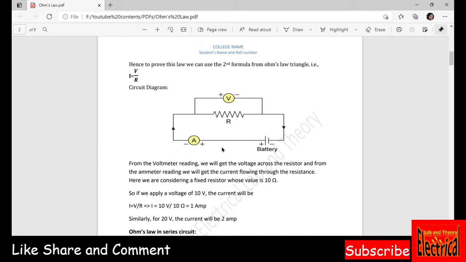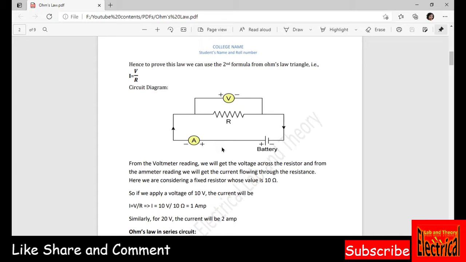So connecting in parallel, the current we are measuring will be equivalent to the current which is flowing through the ammeter only, not through the resistance, or not through the resistor. So that's why we always connect the ammeter in series, right? To calculate the total current flowing through the resistance.